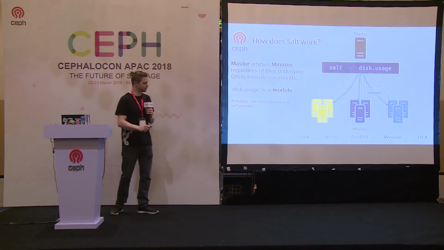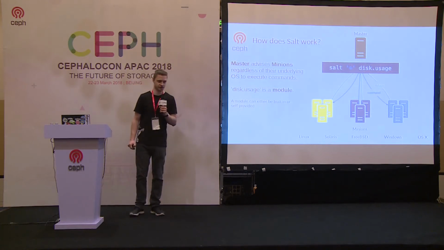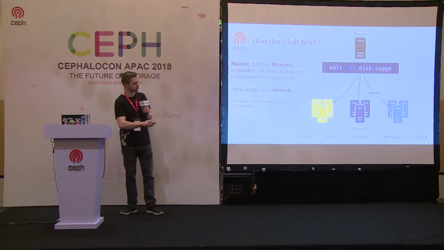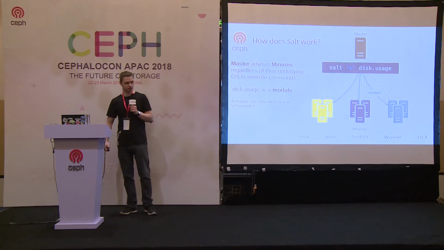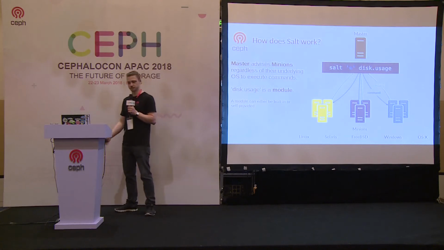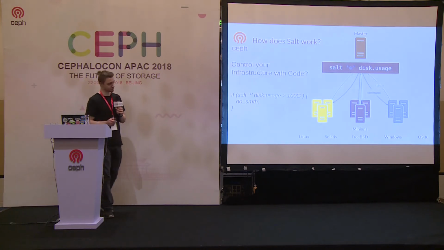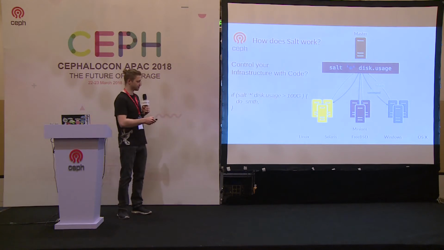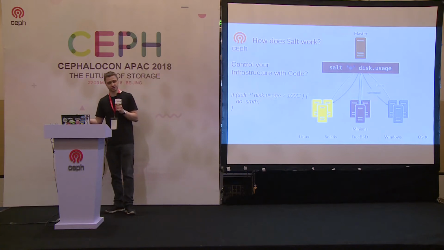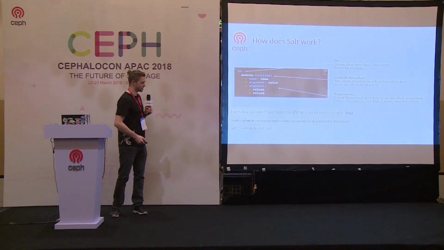You also have to understand that this disk part here is actually a Python file, and the usage one is a method within it. That allows us to provide or write our own modules that help us to deploy and manage Ceph. I also mentioned infrastructure as code. So you could theoretically write something like that, right? If your disk usage on all your servers is below 100 gigabyte, do something. But that doesn't work like that.